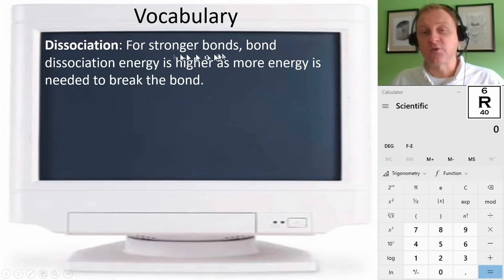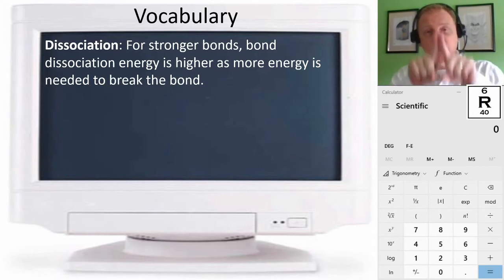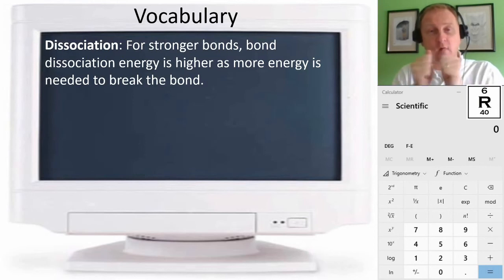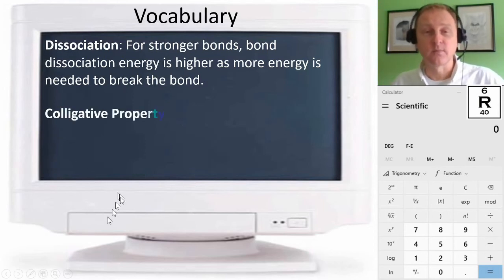Dissociation. For stronger bonds, bond dissociation energy is higher as more energy is needed to break the bond. So dissociation is when something breaks apart. When you have sodium chloride and you put that sodium chloride in water and it breaks apart into the cation sodium and the anion chloride, that is dissociation. The stronger that attraction is, the more energy is going to be required to break those bonds.